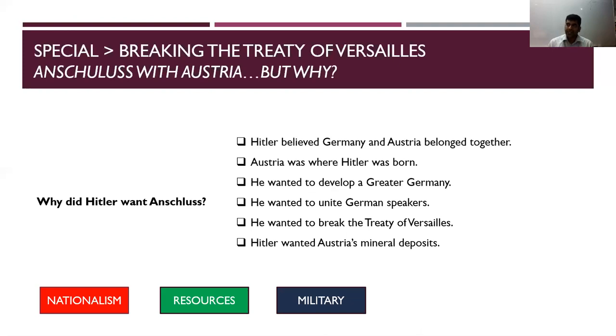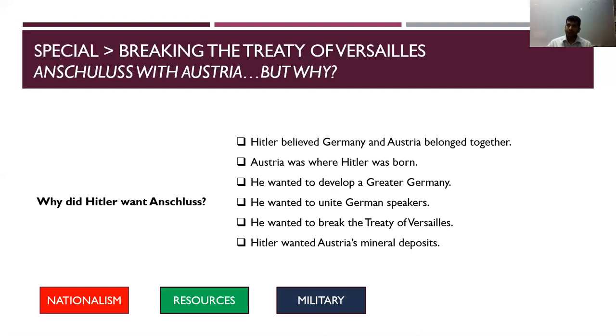Next, like I mentioned, the resources. Hitler wanted Austria's mineral deposits. Now, for Hitler wanting this, it tells you something about Austria. It is rich with mineral deposits, which can be used as raw materials in the factories to produce whatever they need to produce in order to become beneficial and add value for them.